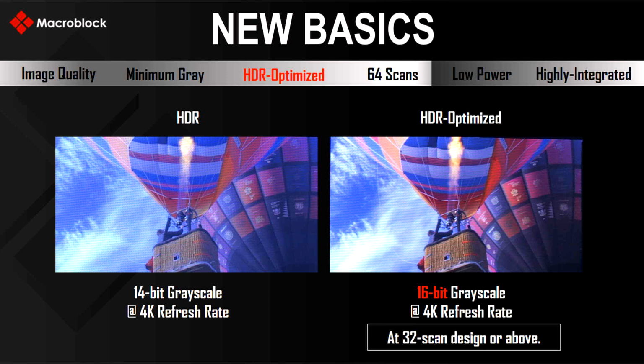HDR-Optimized. Macroblock first defined HDR-Optimized 2 years ago for the premium LED display. That means a premium LED display should reach 16-bit grayscale and 4K refresh rate at 32 scan design. And this year, we would like to push the scan number to over 32 scan design and keep the same visual performance.